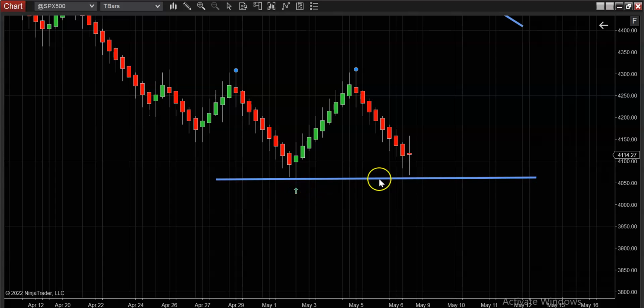So I've drawn a support line right there. This market's going to have to significantly break this level here, which looks like it's about 40.75 on the S&P. And then look, these charts are going to look the same on the Dow. They're going to look the same on the NASDAQ. All the indices kind of move in lockstep.